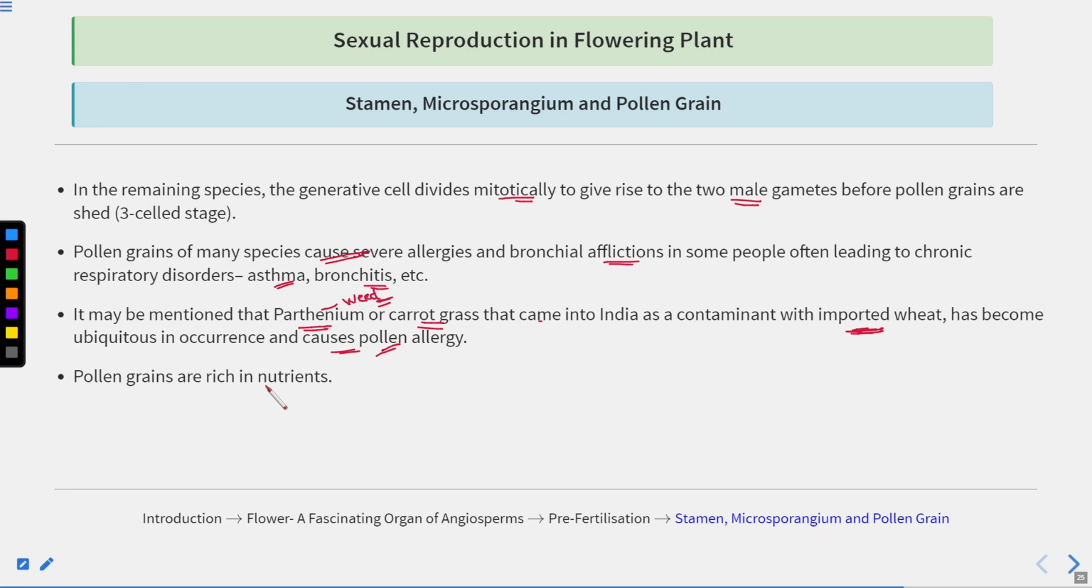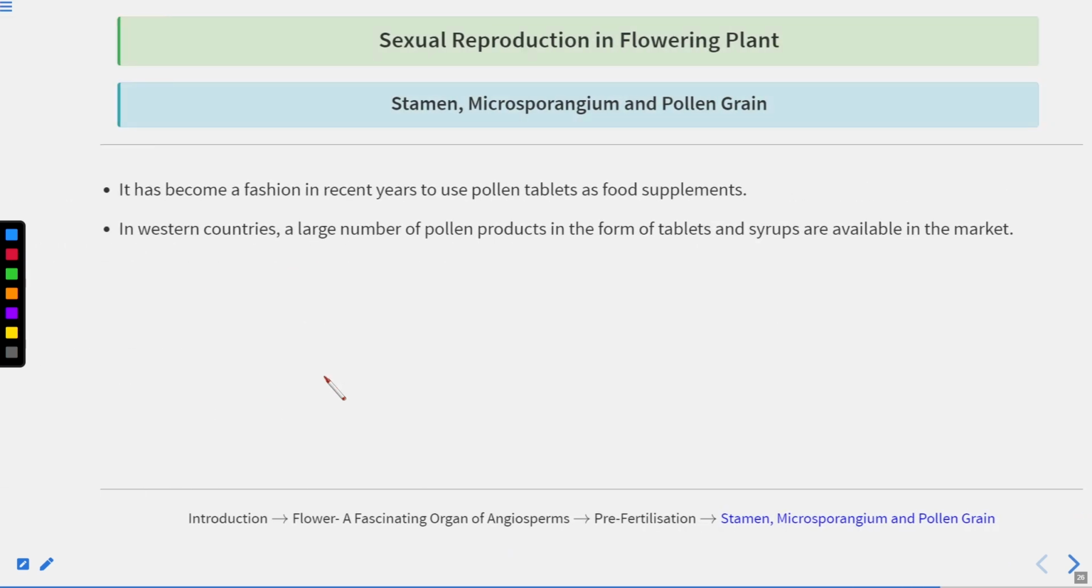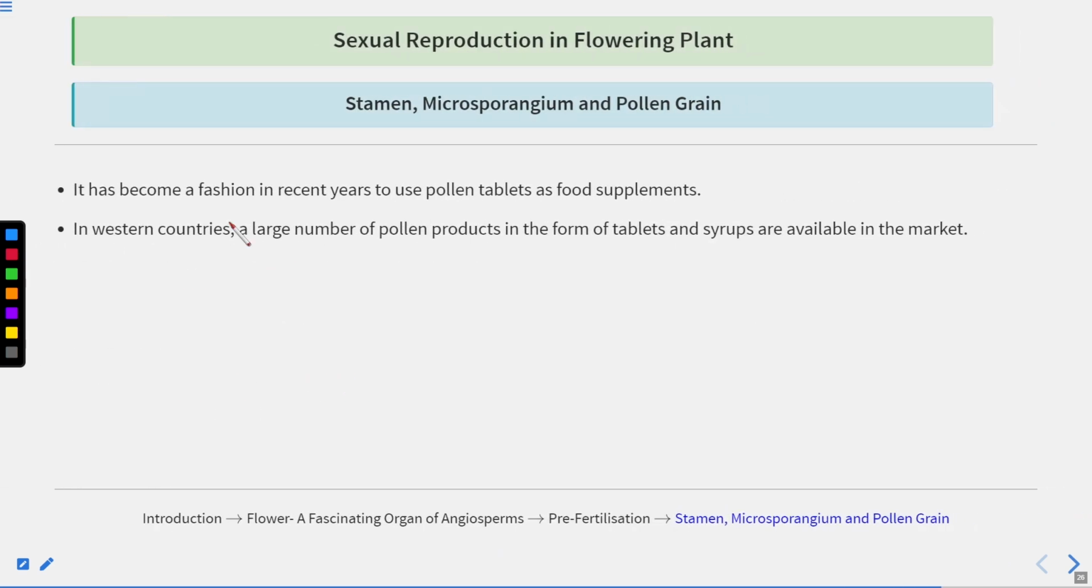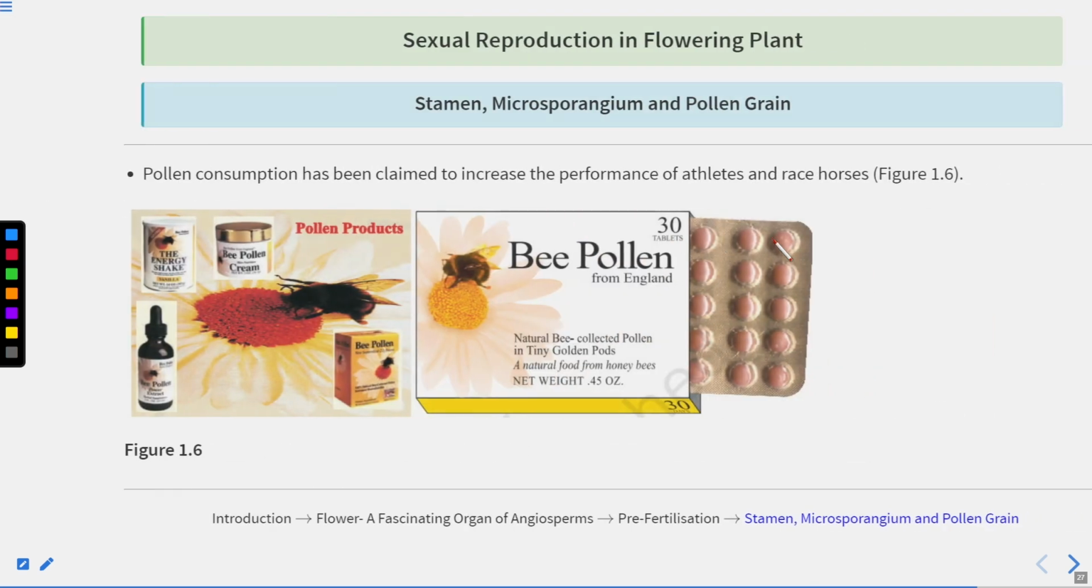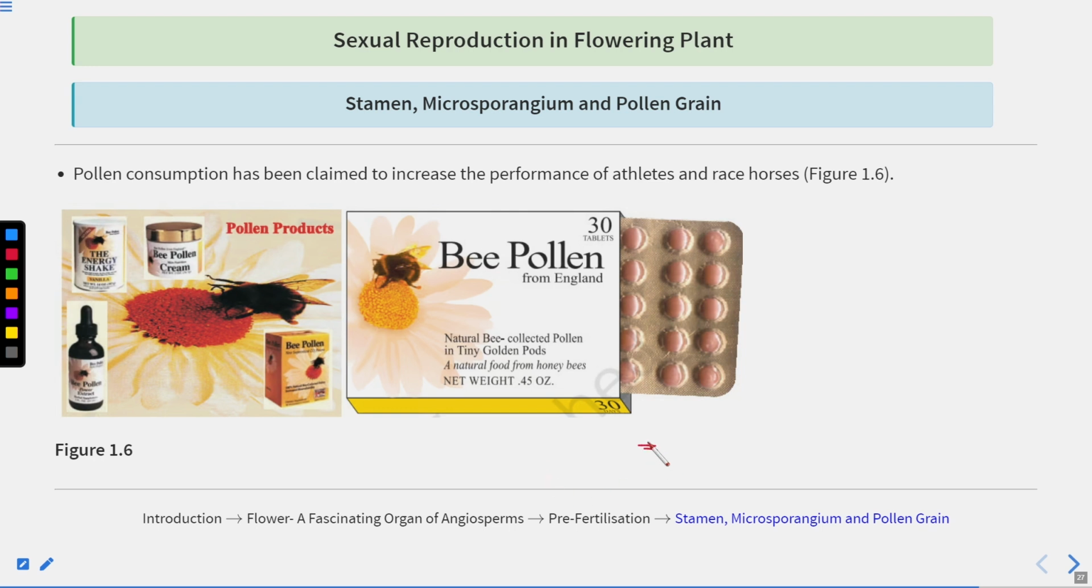And one more thing: pollen grains are rich in nutrients. Now it has become a fashion in recent years to use pollen tablets as food supplements. So pollen tablets are also used as supplements because they contain a lot of nutrition. Now in Western countries, a large number of pollen products in the form of tablets and syrups are available in the market. So this is an example of the pollen products.